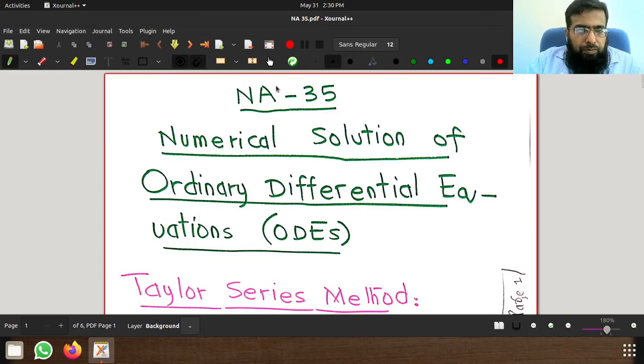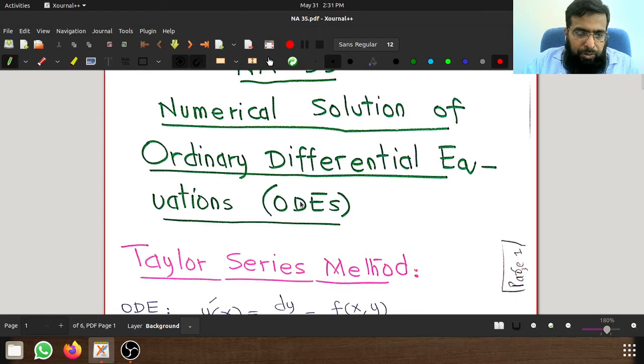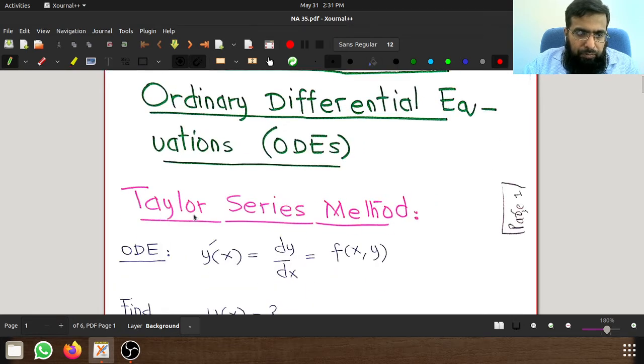Welcome to the 35th lecture on numerical analysis, and in this lecture we will study numerical solution of ODEs, ordinary differential equations. We'll see how to solve first order ordinary differential equations using numerical techniques. There are a number of techniques, but in this lecture we will study the famous Taylor series method.